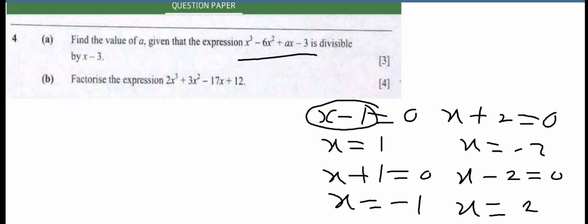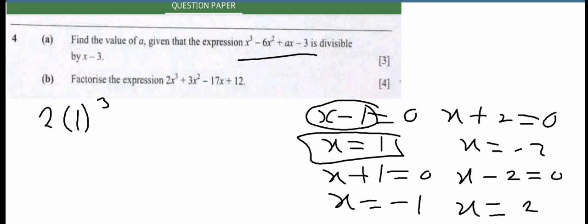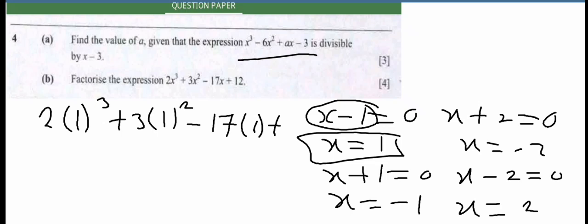If we solve this linear, the value of x is going to be positive 1. So if we write this expression, we are going to say 2, open bracket 1, close bracket to the power 3, then plus 3, open bracket positive 1, close bracket to the power 2, minus 17, open bracket 1, plus 12. Are we going to get 0? Let's try it out. So here we are going to have 2, here 3, then minus 17 plus 12.